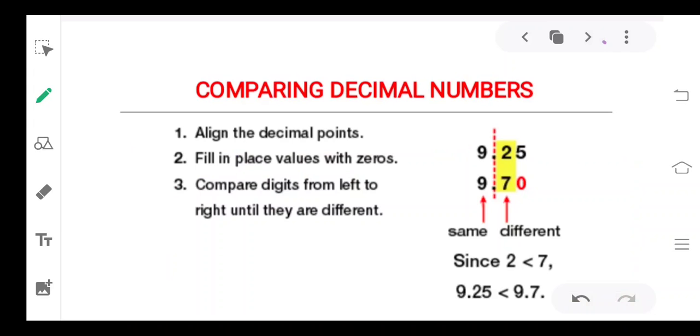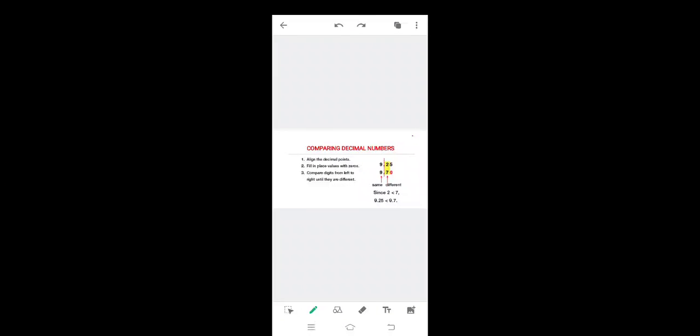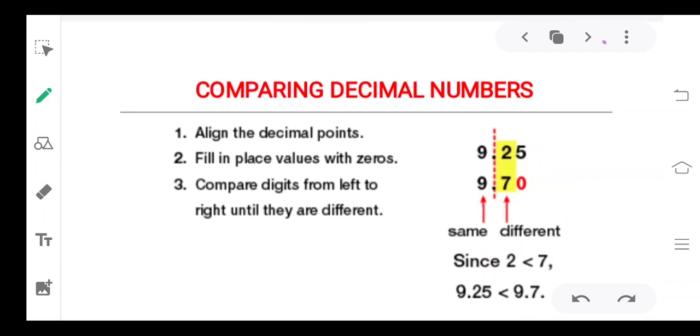Next, comparing decimal numbers. Students, for comparing decimal numbers, we have to convert unlike decimals to like decimals, and then we first compare the whole number, or integral part, of the decimal numbers, and after that we compare the decimal places to arrange them in ascending or descending order. So you can see that we align the decimal points.